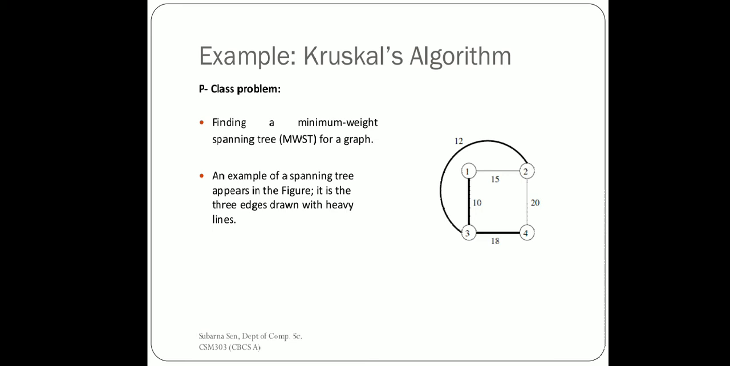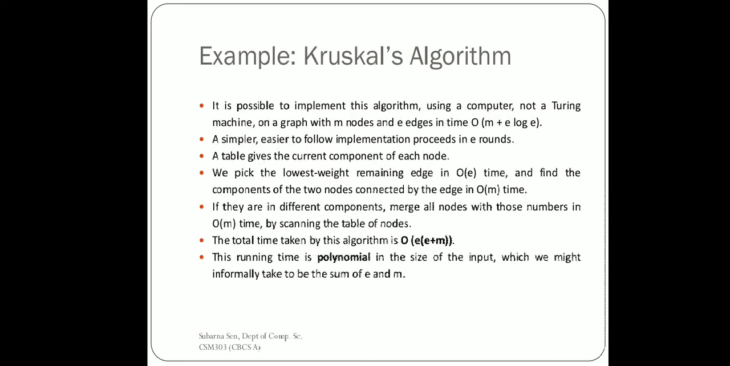So if we follow the algorithm of Kruskal, the famous greedy algorithm, the minimum weight spanning tree following the Kruskal pattern will be like this. We have marked it with heavy lines in the figure, you can see it. So this is the approach. Now let us compute the complexity of it. Say we have a table that gives the current component of each node. Now how are we going to proceed? We will pick up the least weighted edge, right?